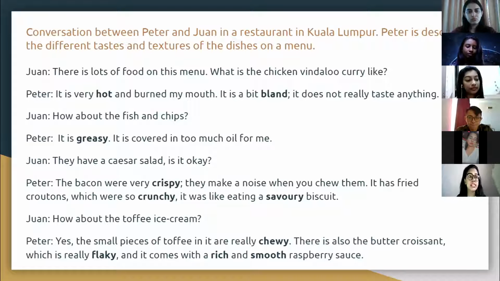Now, can someone tell me what is the meaning of texture? Anyone? Yes, very good. Okay, now let me explain. Texture is the feel, appearance, or consistency of a surface or substance. For example, I want all of you to touch your skin. When you touch your skin, you can feel whether it's soft, rough, or if you have an uneven texture of skin. That's what we call texture.